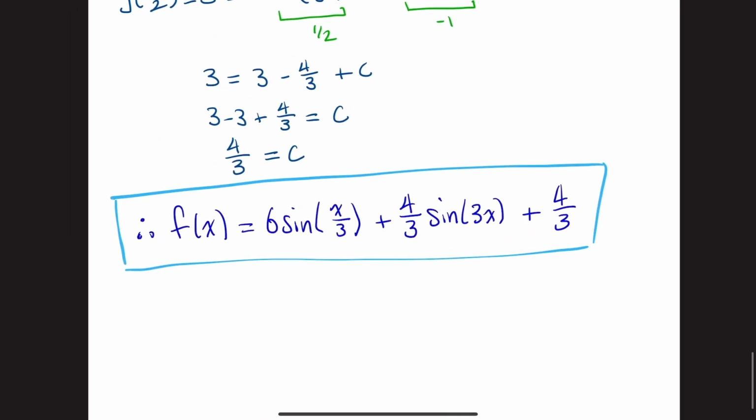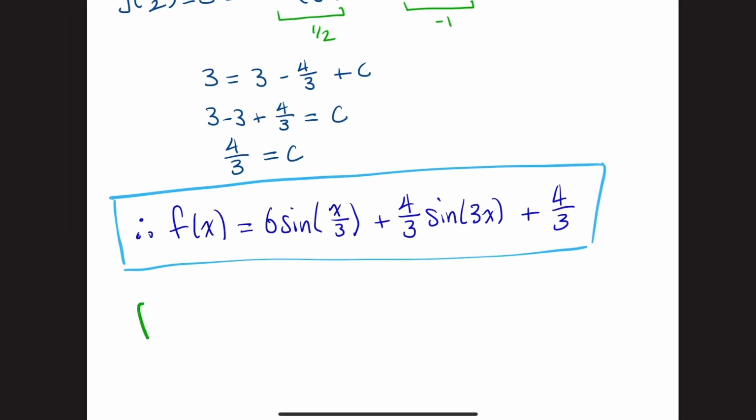And once again, you can do the check where you plug in x equals pi over 2 again, and it should be equal to 3. If it equals 3, that means you did everything properly.